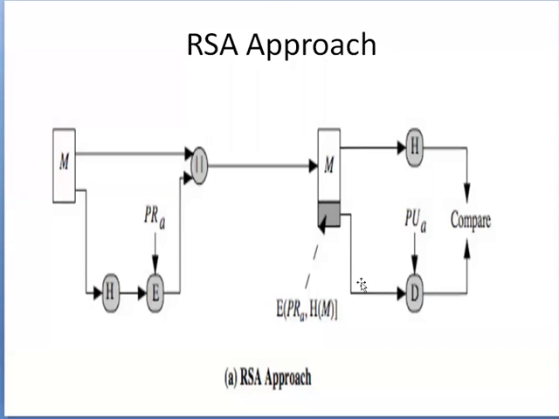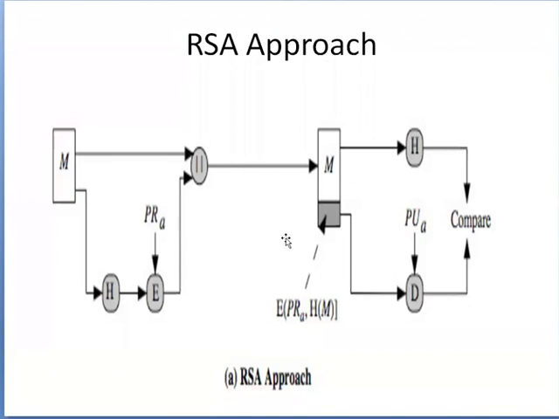This is why it is called the RSA approach. When encrypting the message we use the private key, where the private and public keys are created using RSA, and for the decryption we use the public key. So this is the RSA approach.